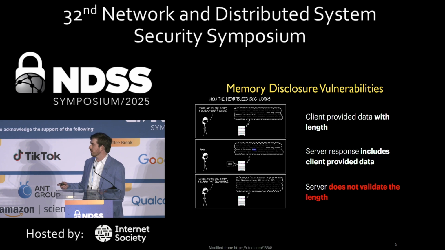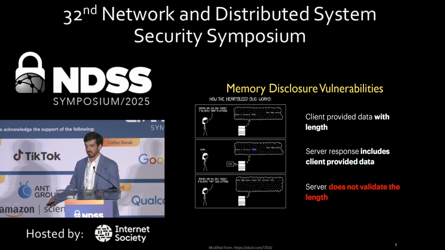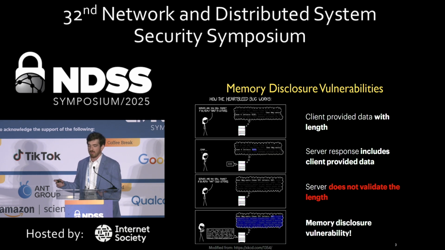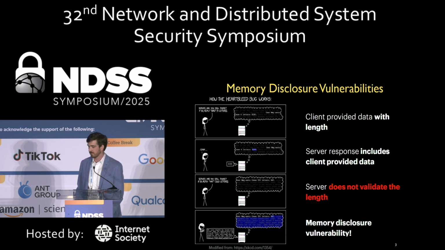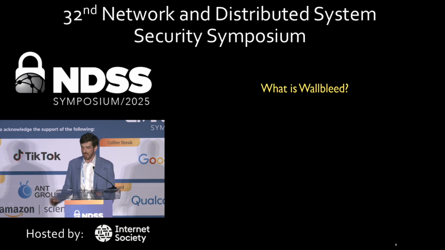Well, in the case where the server does not validate the length of the data provided, we find that the server will respond with a memory disclosure. Effectively, we'll see the 3 letters hat, followed by an additional 497 letters out of memory. And this is what a memory disclosure vulnerability is. So let's dig into how that can occur in a DNS injector.